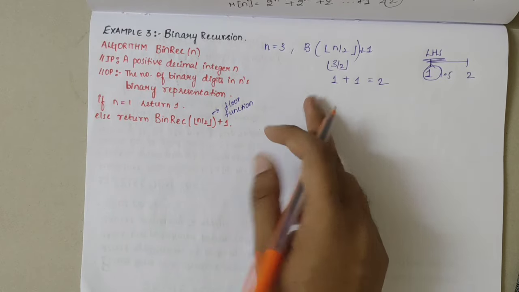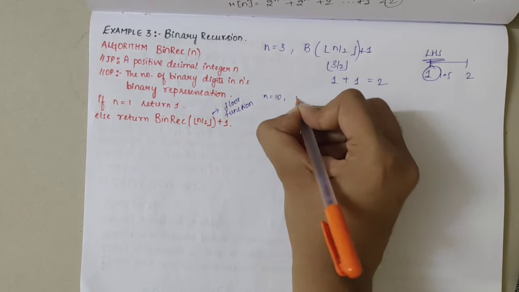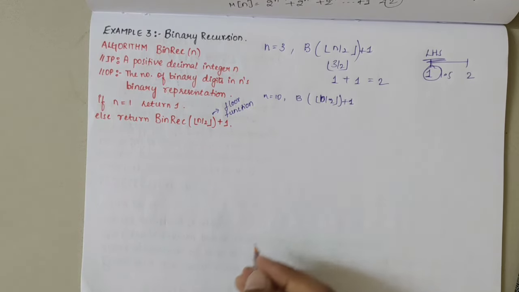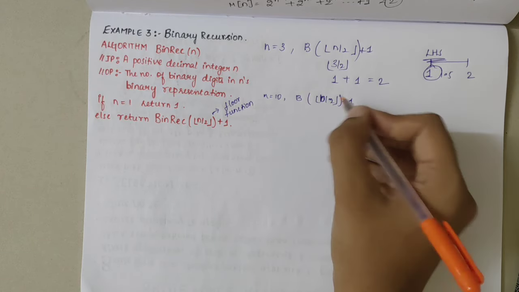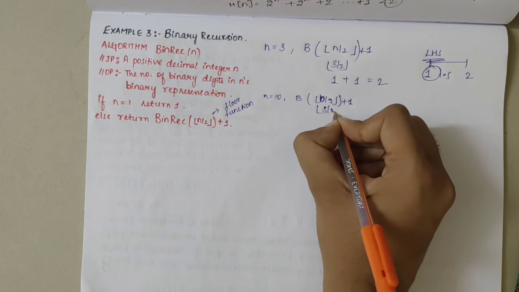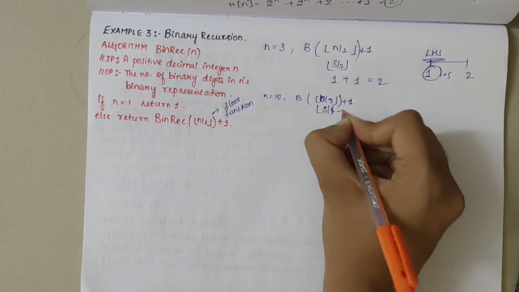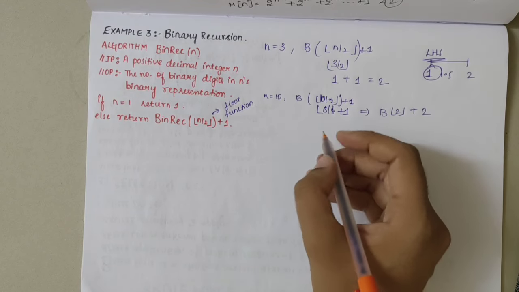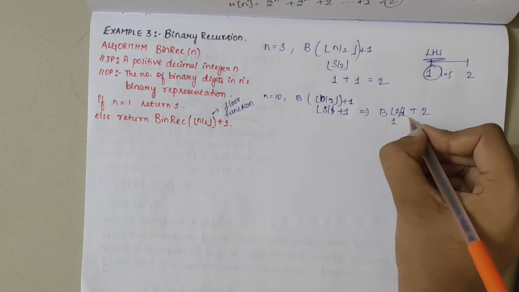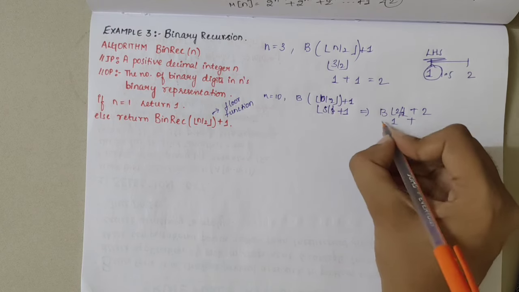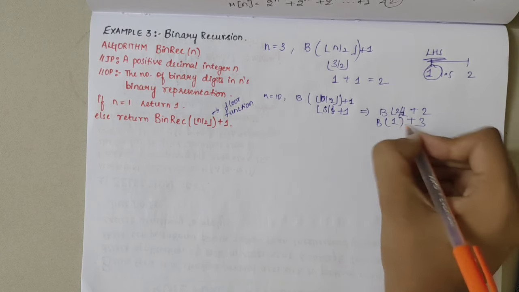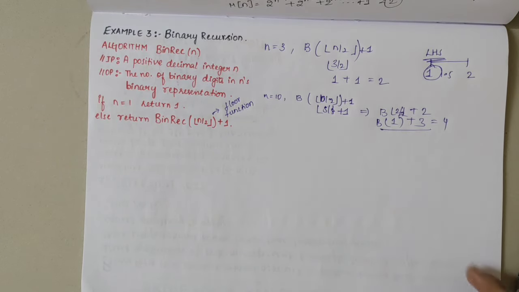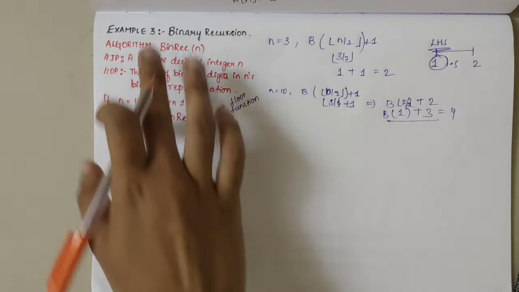It goes the same for, let me take n as 10. Binary of floor of 10 by 2, plus 1. What is 10 by 2? 5. So again, I do the substitution: floor of 5 by 2, plus 1. So this can be written as Binary of floor 2 by 2, plus 2. 2 by 2 gives 1 here. Substituting again, I get 2 plus 1, 3, and I'll be left with 4. So n equal to 10 has 4 binary digits, right? So this was about the binary recursion algorithm.